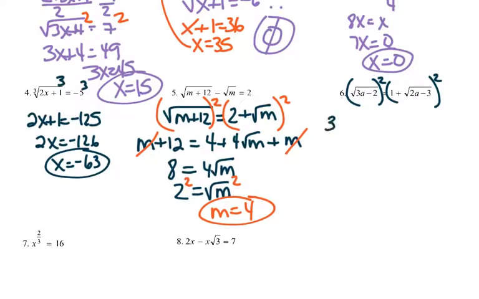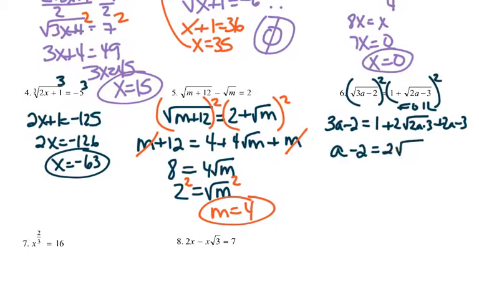Again, on the right-hand side, I'm squaring that entire quantity. So this is a FOIL question. I'm foiling it in my head. 1 plus 2 root 2a minus 3 plus 2a minus 3. Now we're not going to be as lucky here. We're going to get a quadratic. So if I subtract 2a from both sides, I get a minus 2 equals 2 root 2a minus 3 minus 2. So those negative 2's will cancel out.